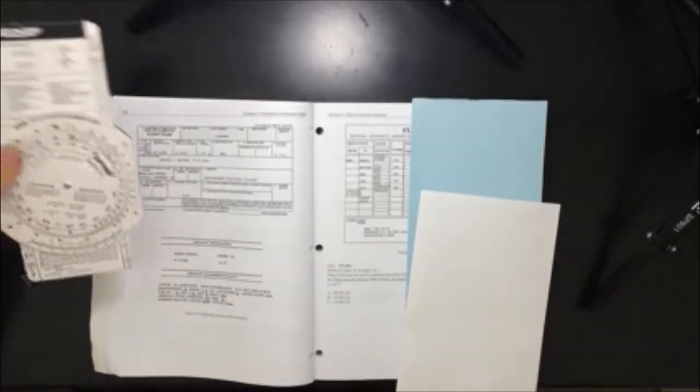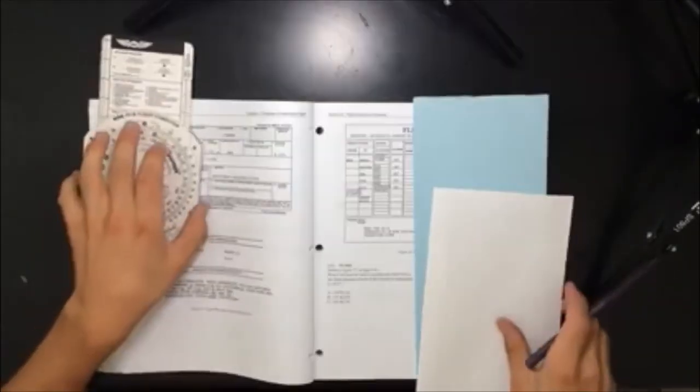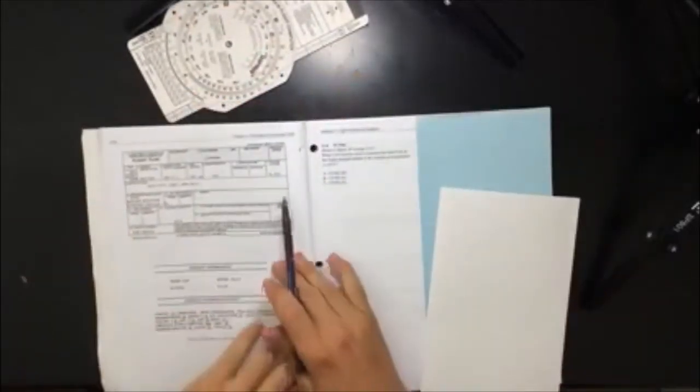So the first question here is, what calibrated airspeed must be used to maintain the filed true airspeed at the flight planned altitude if the outside air temperature is plus 8 degrees Celsius? They say use figure 32 on page 28. So we're going to go ahead and go to page 28 here.